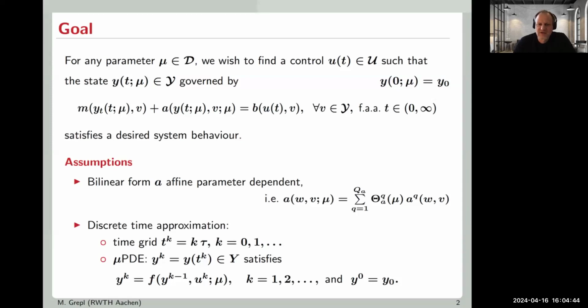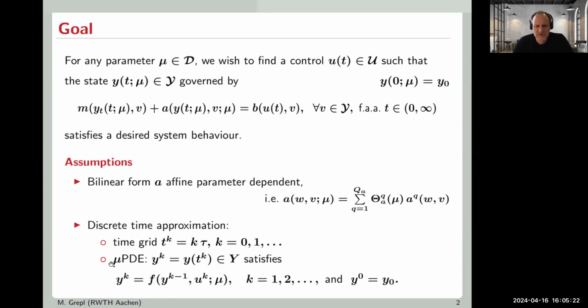Since the model predictive control framework is inherently time discrete, I will already introduce a discrete time approximation of our dynamical system up here. From now on, I will then only work with a discrete time formulation. So I'll introduce a time grid t_k as k times tau, where tau is our time step size. And then we use our favorite one-step method, for example, the theta method, to discretize the time derivative here.